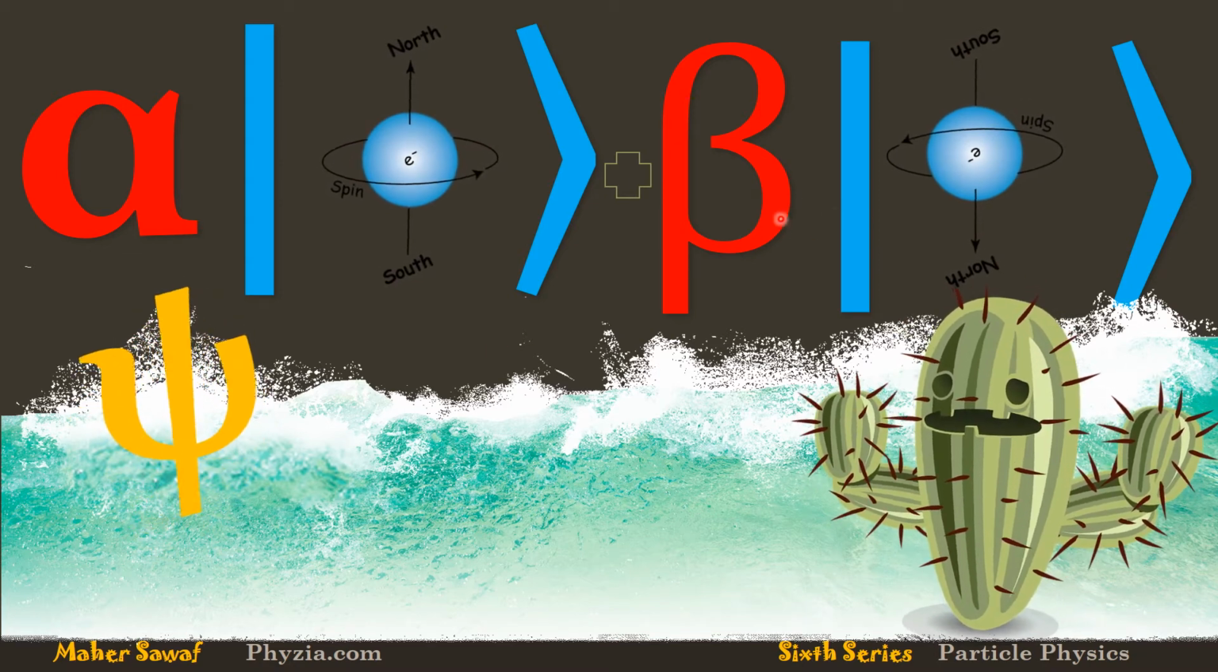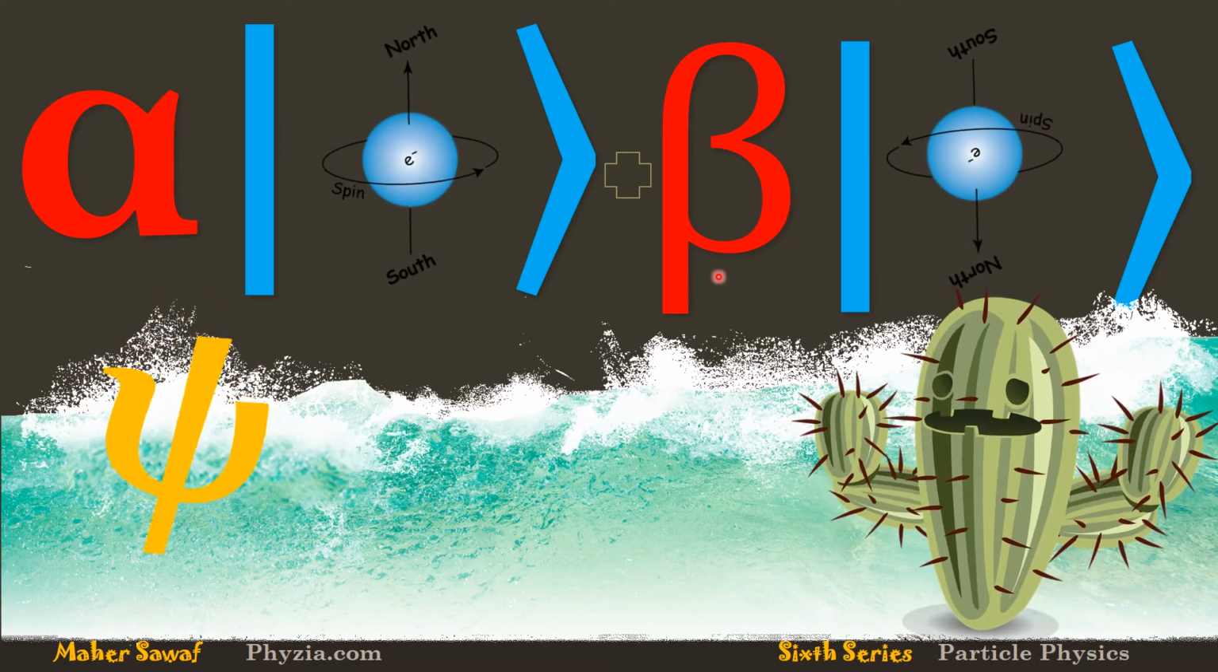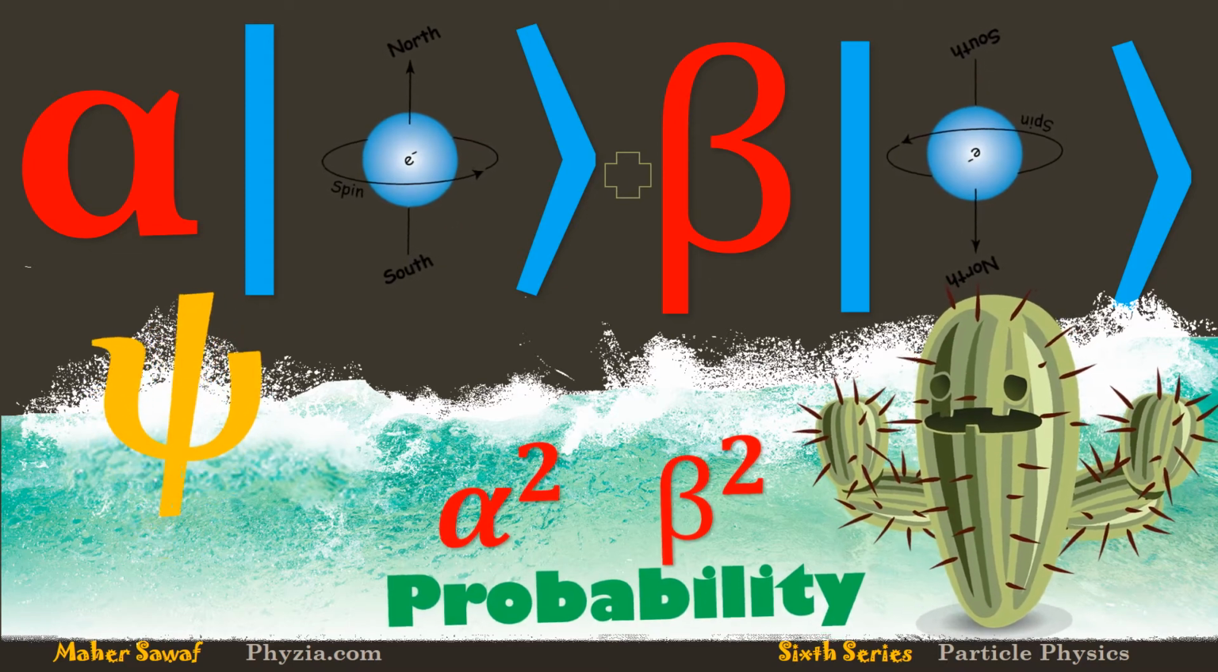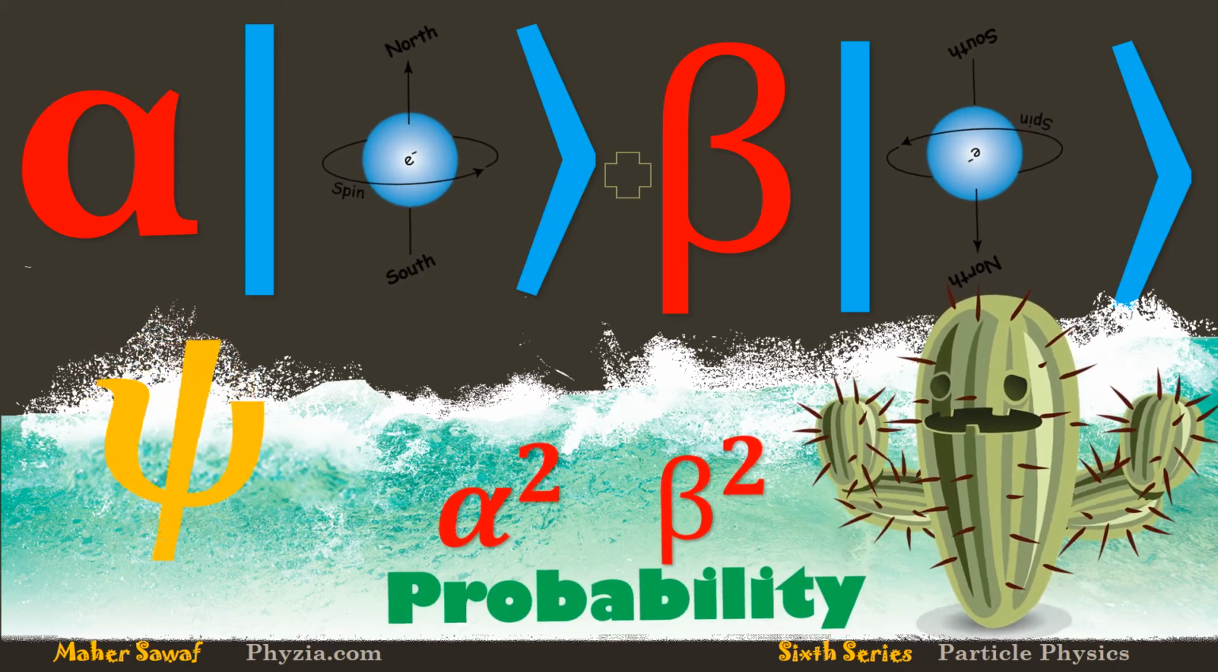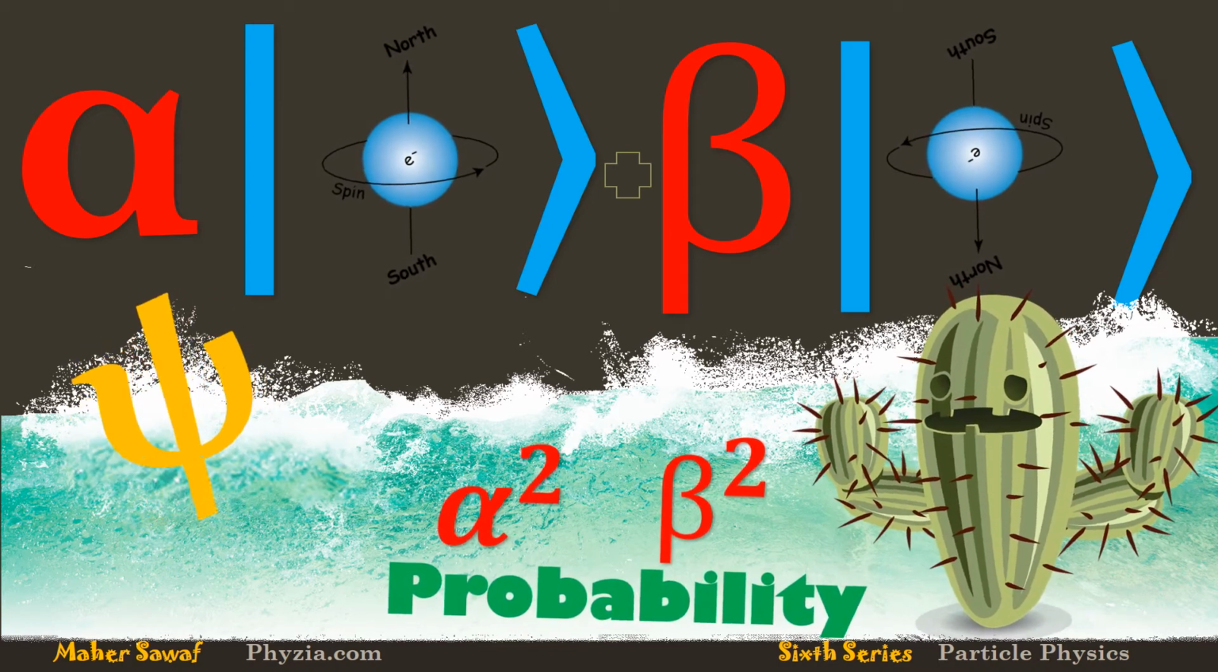Notice the coefficients associated with each quantum state, alpha and beta. Alpha and beta in the wave function formula, they're complex numbers, and they represent the probability for each quantum state to occur. So we can use the wave function to calculate the probability for each quantum state to be measured simply by taking the coefficient linked with that quantum state and squaring it, alpha squared and beta squared.